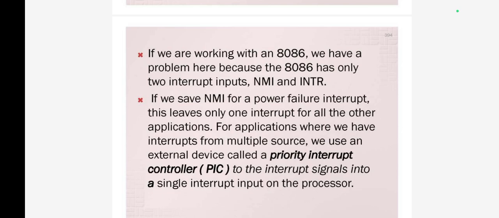A programmable interrupt controller is used when several input-output devices transfer data using interrupts and they are to be connected to the same interrupt level of the microprocessor.